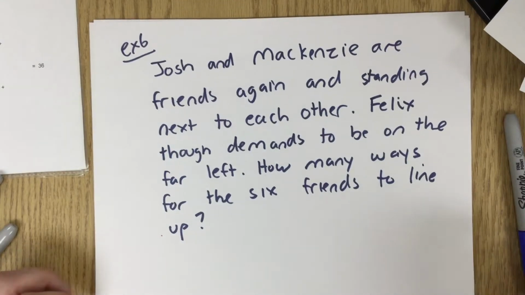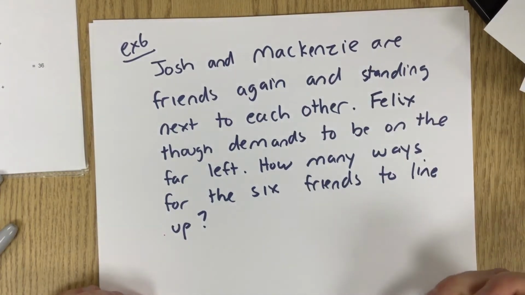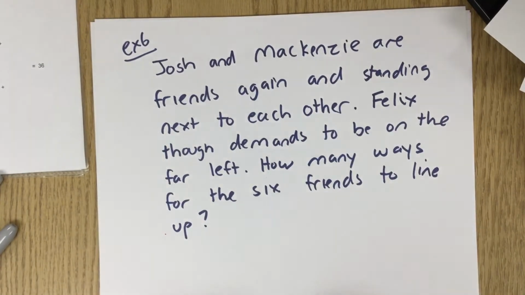Okay, for the next example, Josh and Mackenzie are friends again, so they've made up from the previous fight. And once again, they want to be standing next to each other. Felix, though, another one of the friends, demands to be on the far left. I shouldn't have used Felix, because that's another F. How many ways for the 6 friends to line up?